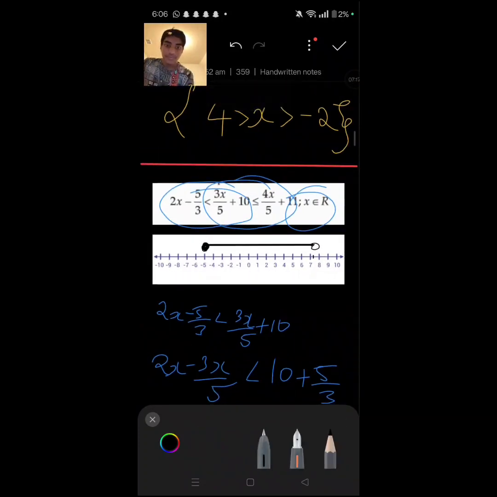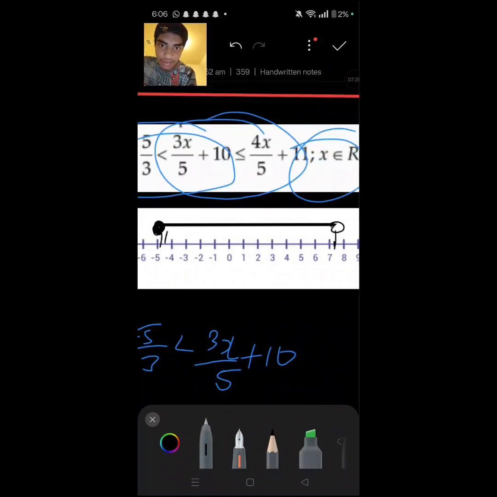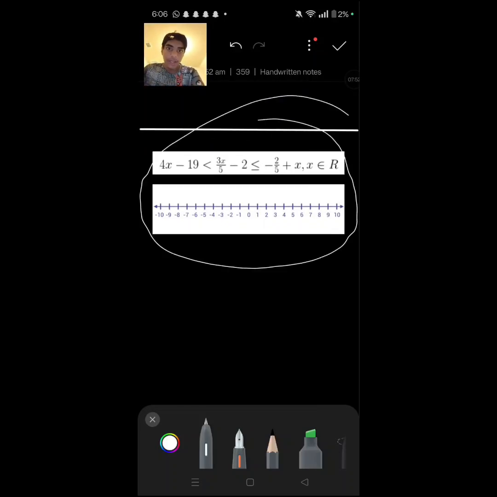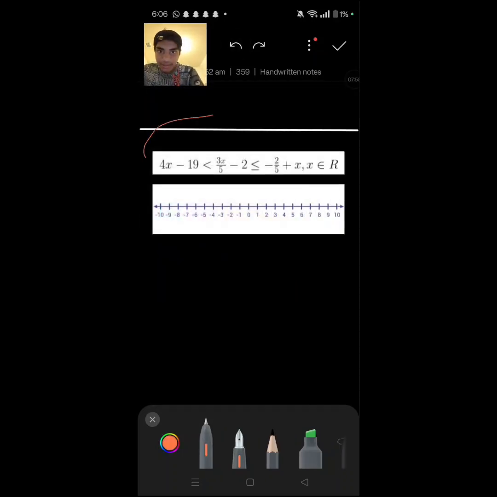Yeah, and that's pretty much it. Now if you want, you can basically shade this number line. So now we have this inequation. I want you guys to do this by yourself as a homework. 4x minus 19. Again, same thing. Take this first, deal with this, then you deal with this. And then you get the final inequation and then represent it on a number line.